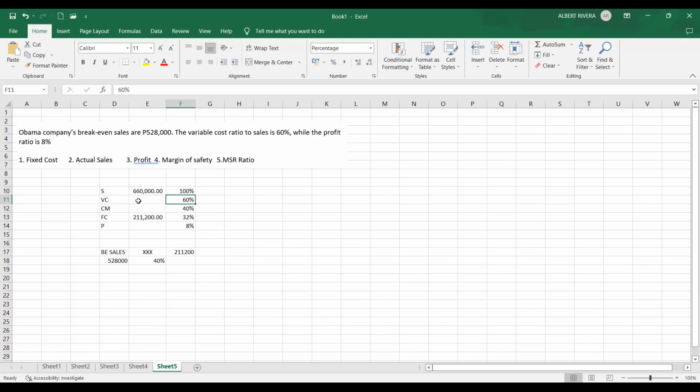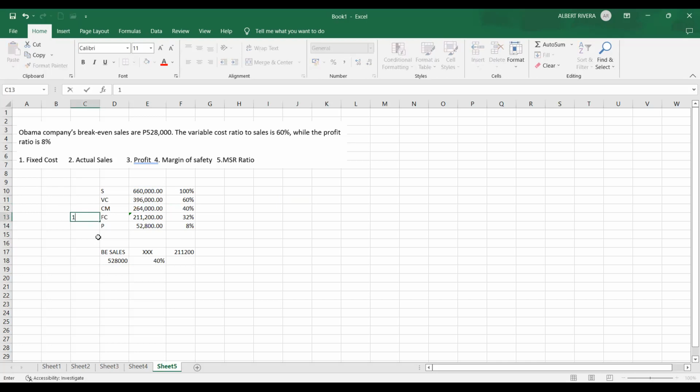So you can now compute this table by getting the corresponding percentage of this, and this is 660,000 times 60%. So this is 660 minus 396. This is 264,000 minus 211,200. And this is your profit now, amounting to 52,800. Okay, so let's compute for the requirements.